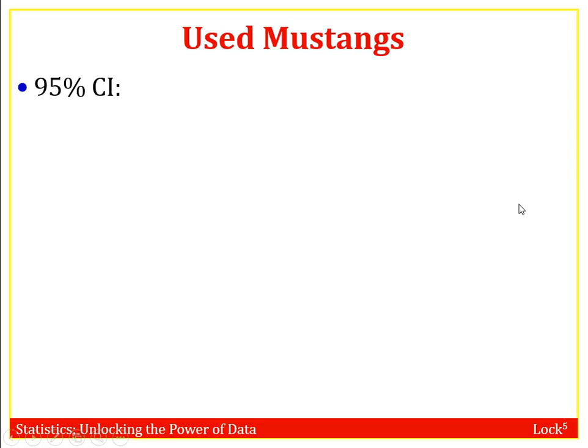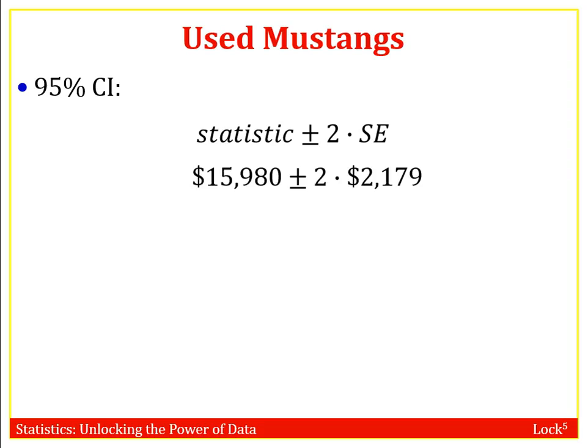So what's our 95% confidence interval? Well, remember it's our statistic, which we get from our sample, plus or minus 2 times our standard error. So here was our original mean from our sample, plus or minus 2 times our standard error. Remember, it was in thousands of dollars, so we had to take what it said on the last screen for our standard error times 1,000, and we get this for our 95% confidence interval.